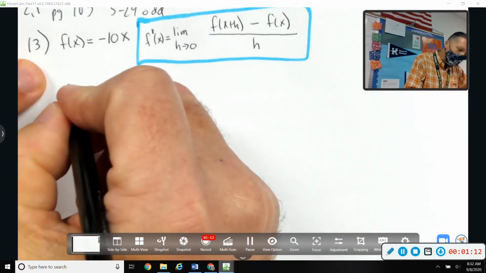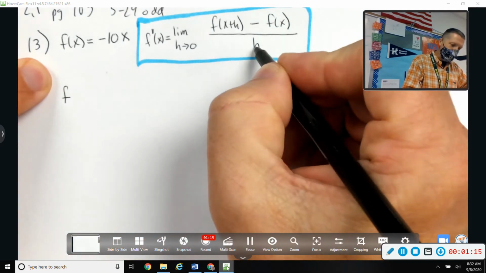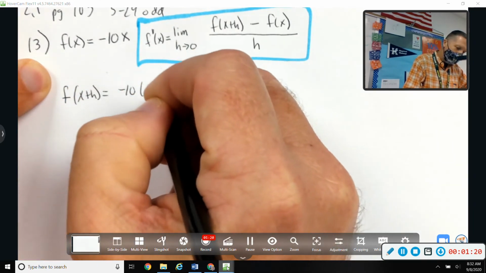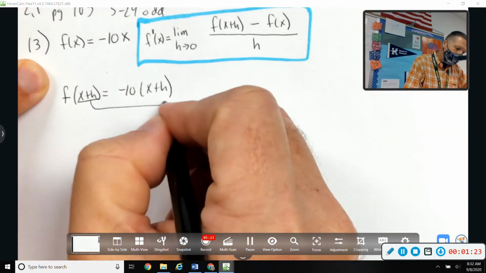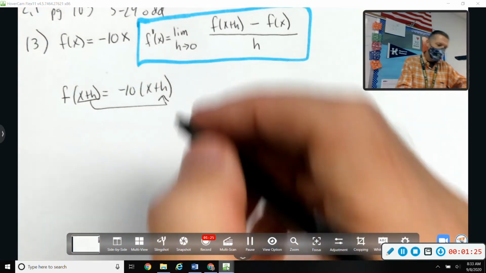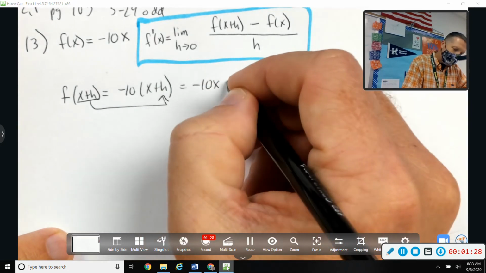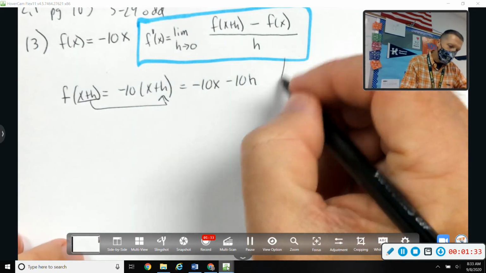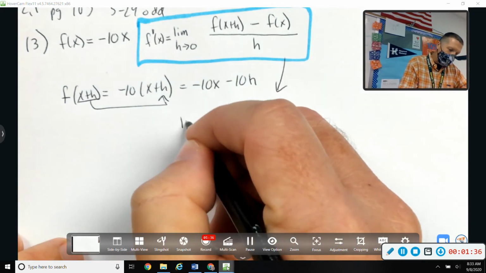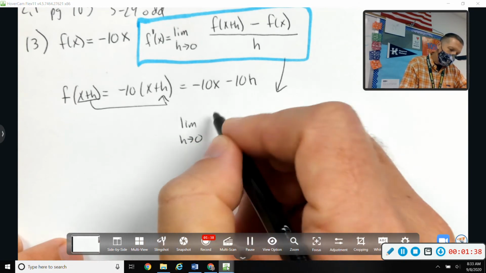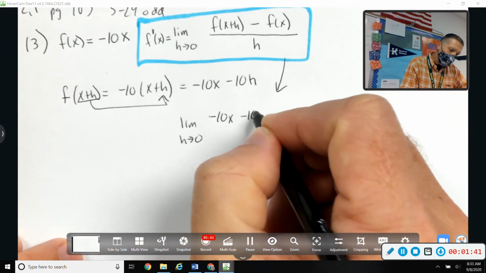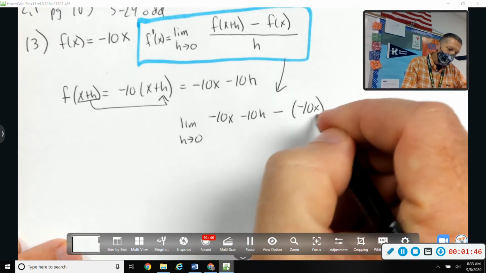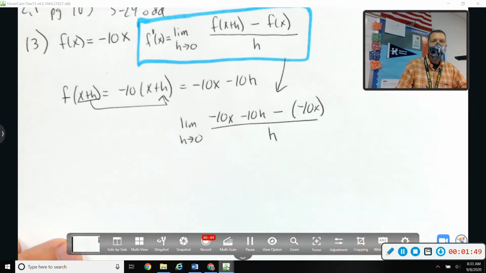So for number 13, I've got f of x. h is just a letter. So I need to find f of x plus h. In place of x goes x plus h. Negative 10x minus 10h. And then we'll plug that in. Limit as h goes to 0 of negative 10x minus 10h minus f of x, which is negative 10x, all over h.